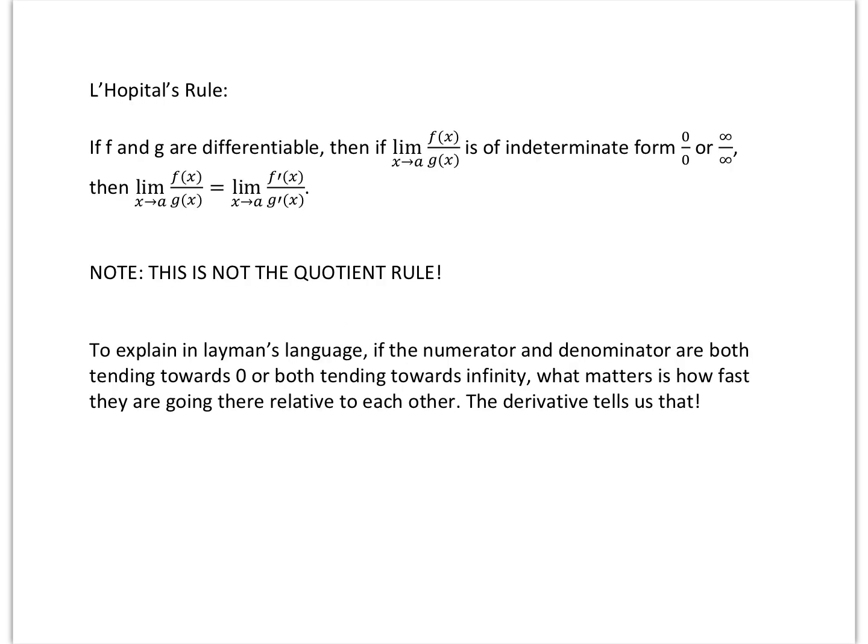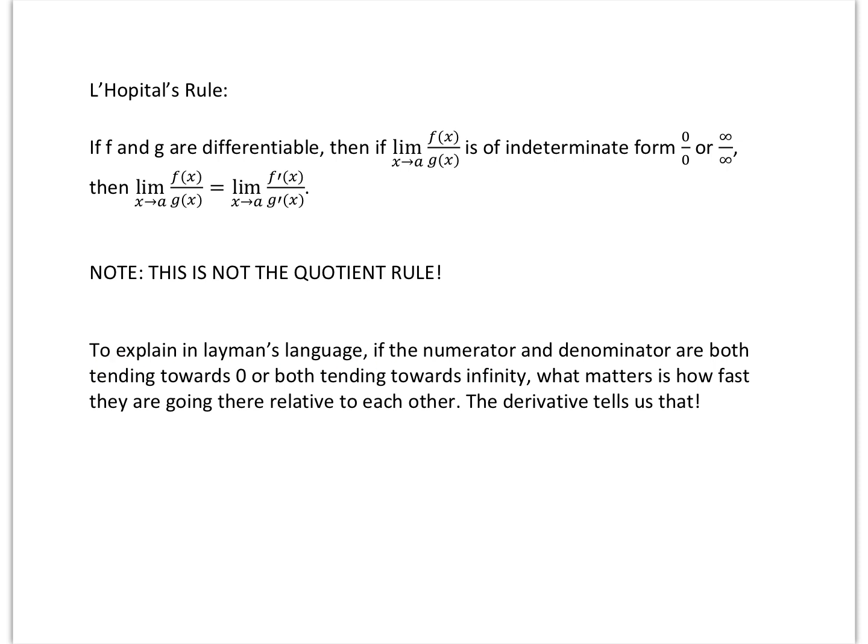L'Hopital's rule says that if f and g are differentiable, then the limit as x goes to a of f of x over g of x, if it's of indeterminate form, 0 over 0 or infinity over infinity, then you can take the limit as x approaches a of f prime over g prime, and that will be the same as the limit as x approaches a of f over g. Be very careful because this is not the quotient rule. You're not taking the derivative of the whole function. You're taking the derivative of the top over the derivative of the bottom to help you evaluate a limit.